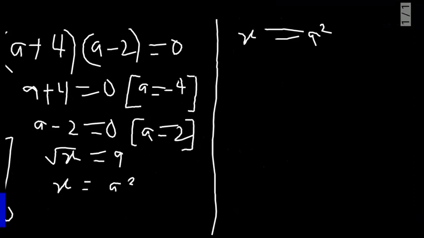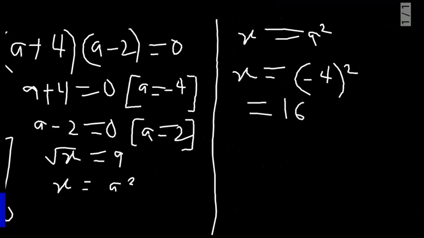So when a is equal to minus 4, we have x equal to minus 4 squared. This is 16. And when a is equal to 2, we have x equal to 2 squared, and x is equal to 4. So these are the values for x.